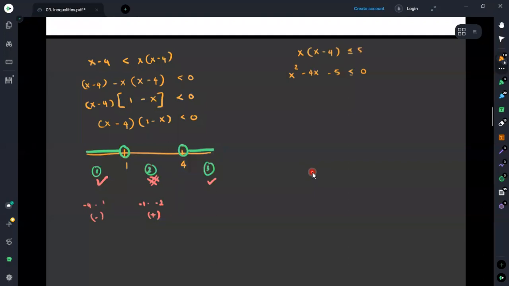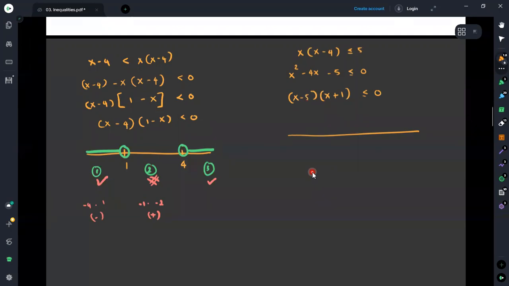Therefore, what we can do here is factor out this quadratic expression. We can factor x squared minus 4x minus 5 as x minus 5 times x plus 1, which is less than or equal to 0. Now, based on this inequality, we need to find out the feasible region. Then by equating the values of the factors to 0, we can take the value of x.